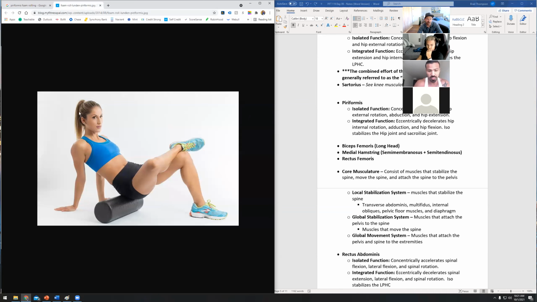Oh my god, it's crazy. Look at this girl. Easy, dog. She is not happy right now. But you can see this is piriformis foam rolling, by the way. This is the only time we foam roll or SMR deep muscles. Normally, it's only the superficial stuff.